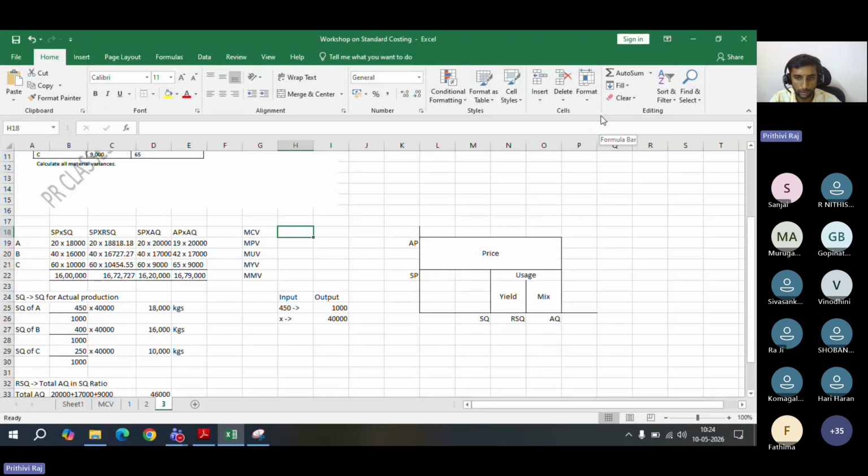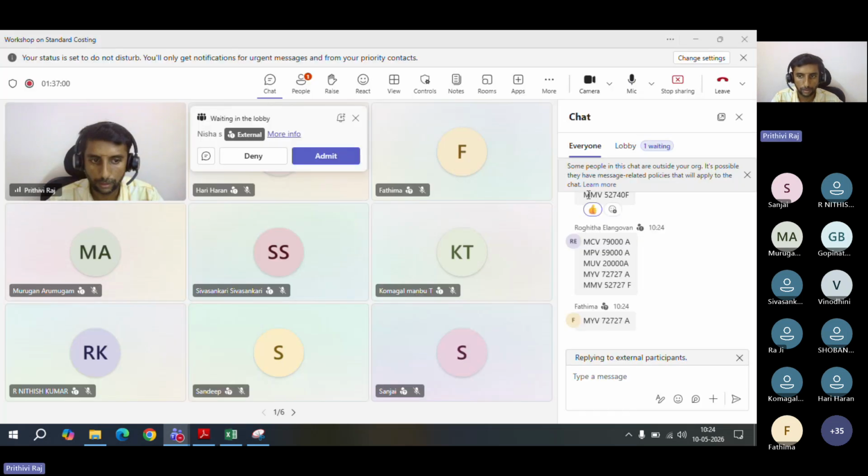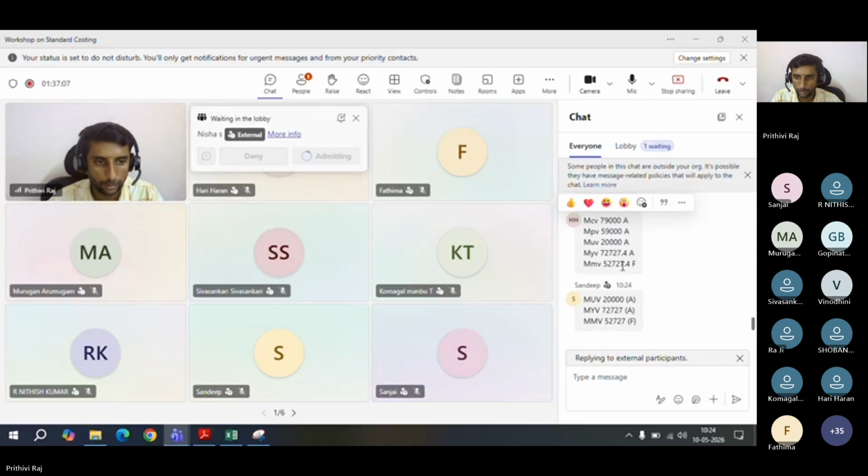Okay, I will do it. Just check the answers which you are getting. Material cost variance is SP into SQ minus AP into AQ, the overall box. SP into SQ minus AP into AQ is 79,000 adverse. Price variance is SP into AQ minus AP into AQ. That is also adverse. I'm getting answers now.